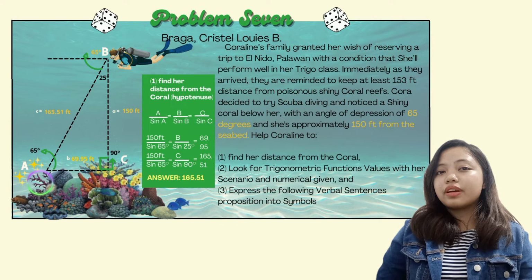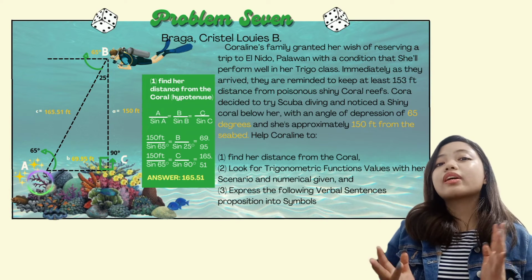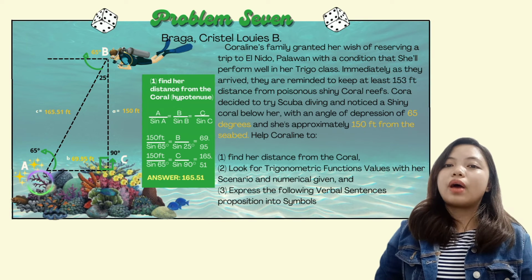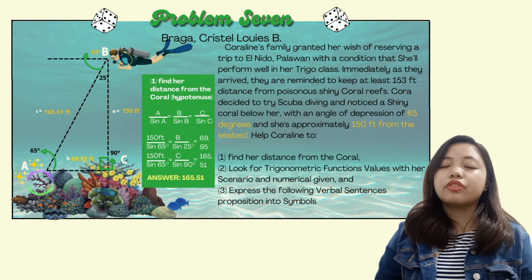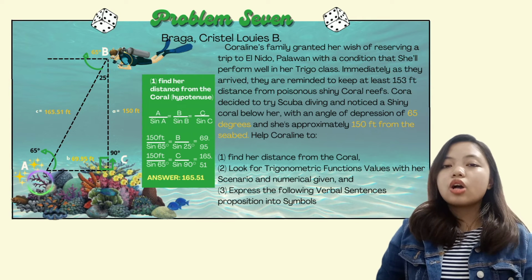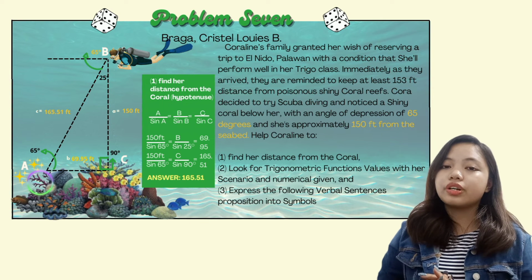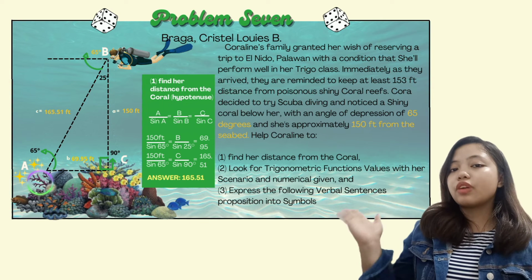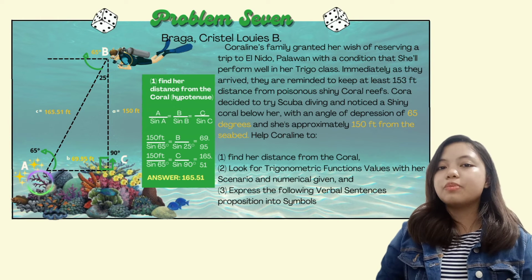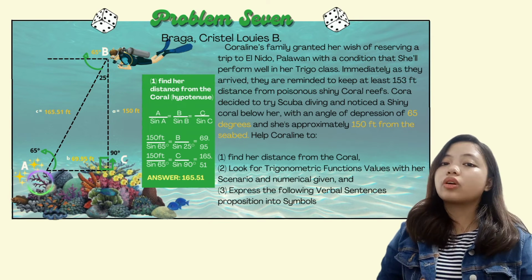For problem number 7, Caroline's family granted her wish of reserving a trip to El Nido, Palawan, with the condition that she'll perform well in her trigonometry class. Immediately as they arrived, they are reminded to keep at least 153 feet distance from poisonous shiny coral reefs. Cora decided to try scuba diving and noticed a shiny coral below her with an angle of depression of 65 degrees, and she is approximately 150 feet from the seabed. Help Caroline to first find her distance from the coral.